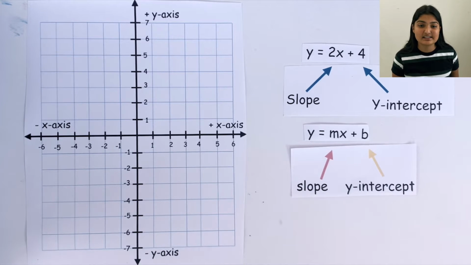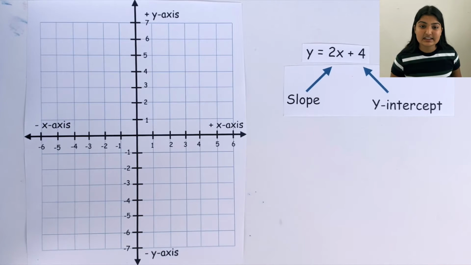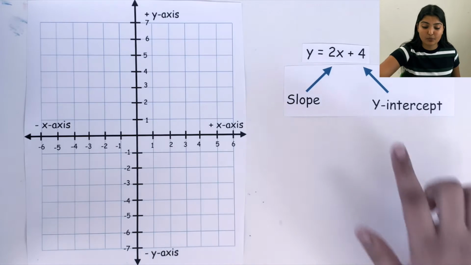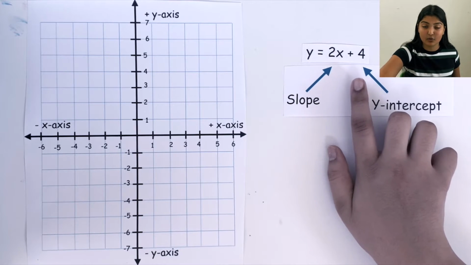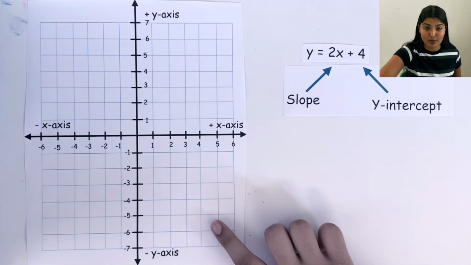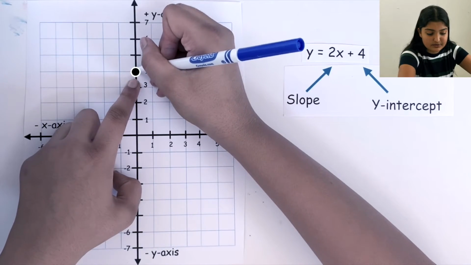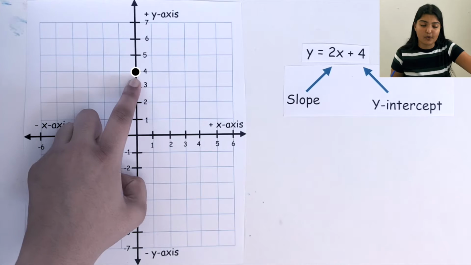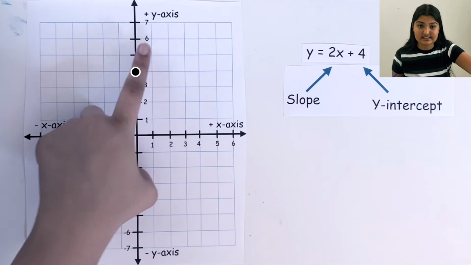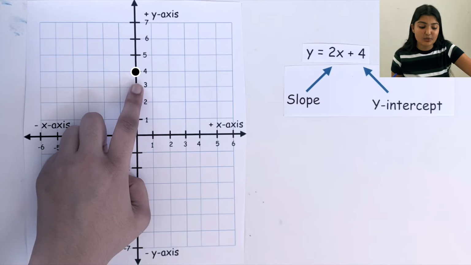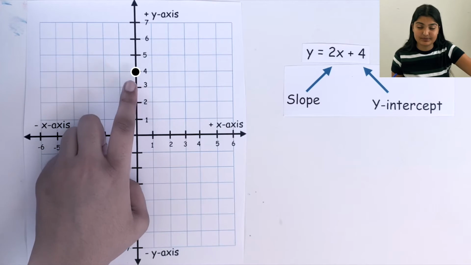Now that we know this, we can graph our line. Let's start by making a point on our line, and let's plot the y-intercept. Since the y-intercept is where the line meets the y-axis, which in this case is at positive 4, we can plot this point on the coordinate plane. So let's plot a point at positive 4 on the y-axis. Great! So we have one point of our line.